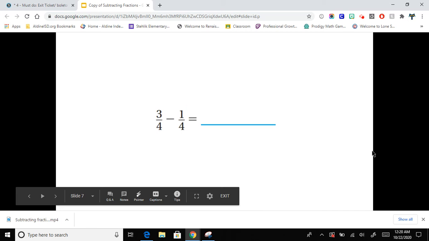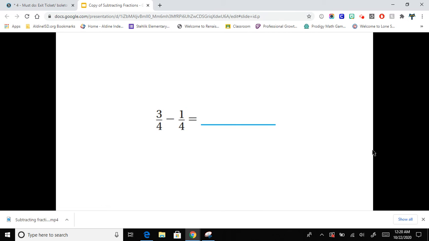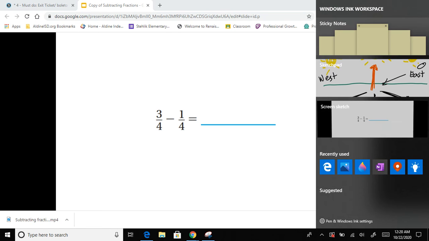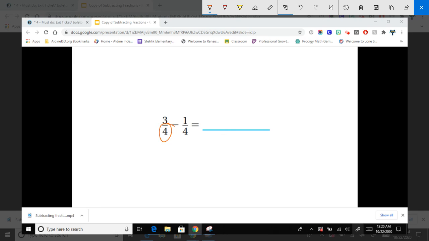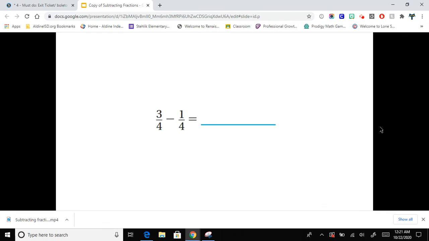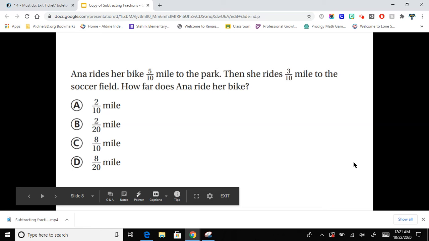Isn't that good news? All right, 3/4 minus 1/4. I just look at the denominators. They are the same. They are both 4. So I'm going to go ahead and subtract. 3 minus 1 is 2 out of 4. Okay. Very simple day today, I like days like this.